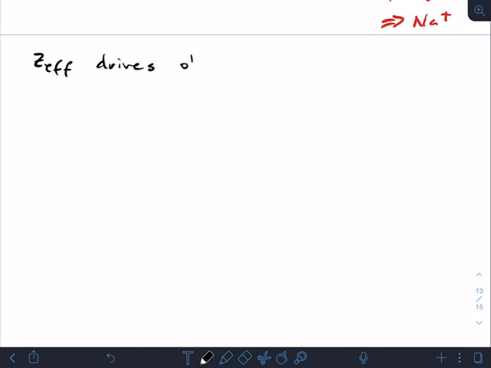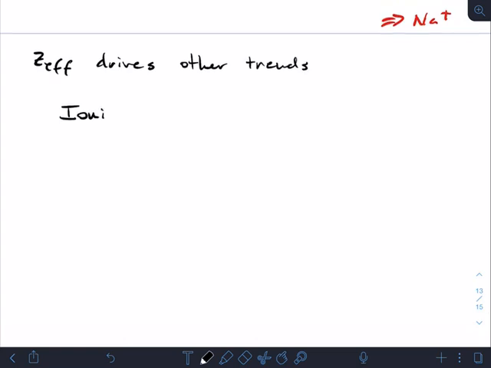Right, so coming back to our old friend Z effective, it drives other trends as well. And one of the trends that it drives is the one of ionization energy. We'll call this IE, for ionization energy. And the rigid definition of ionization energy looks like this.